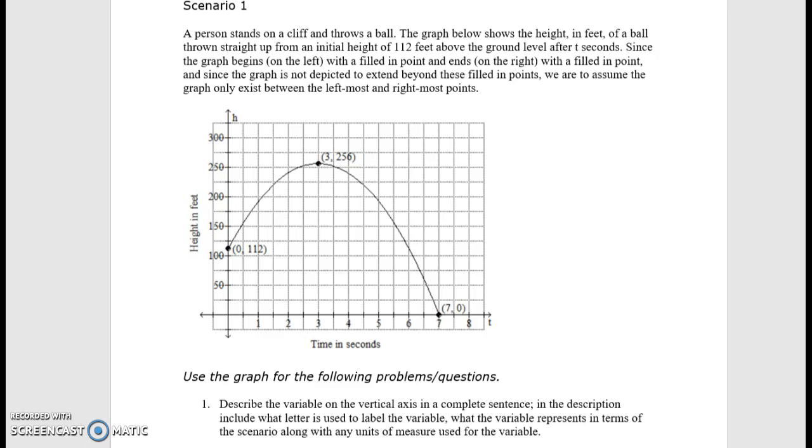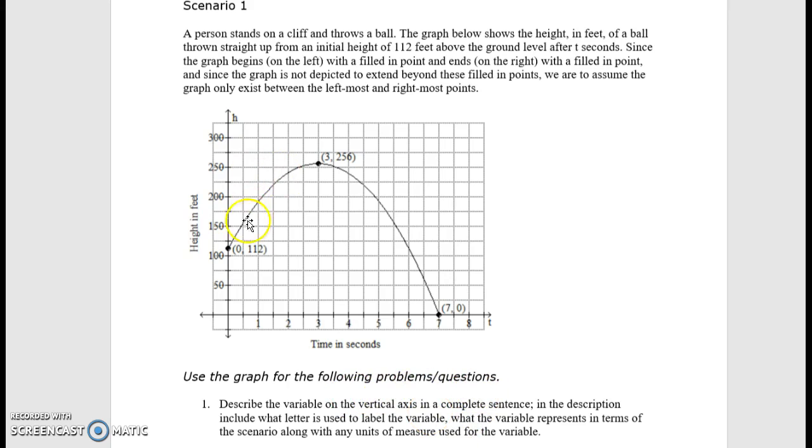Okay, so we have scenario 1 here. A person stands on a cliff and throws a ball. The graph below shows the height in feet of a ball thrown straight up from an initial height of 112 feet above the ground level after t seconds. And we are asked to use the graph for the following problems and questions.